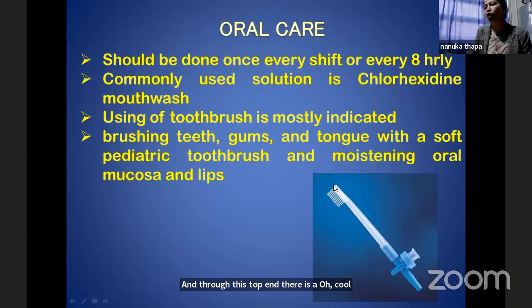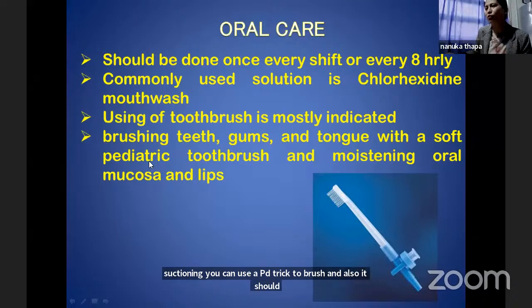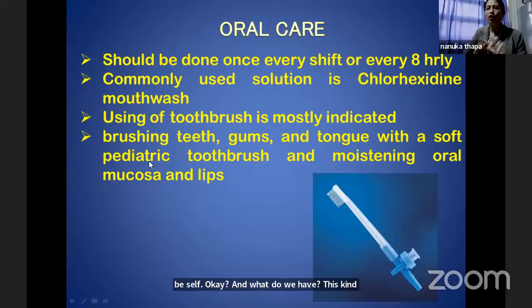While doing the oral care, we can do the suctioning at the same time so that whatever solution we have used won't go into the trachea. Then brush the teeth, the gums and tongue with a soft pediatric toothbrush. If you don't have this kind of toothbrush with suctioning, you can use a soft pediatric toothbrush, and be ready with the suction catheter at the same time.